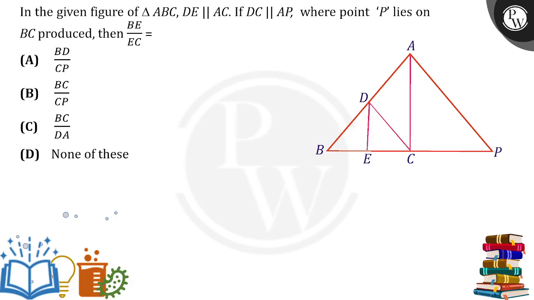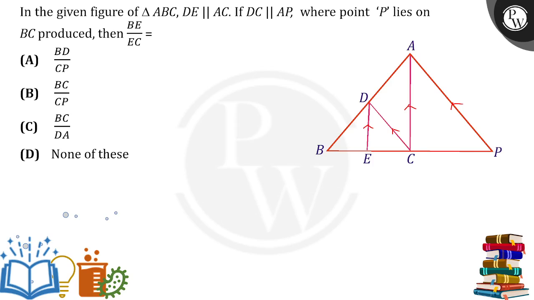Hello everyone. In the given figure of triangle ABC, DE is parallel to AC, right? If DC is parallel to AP, where P is a point that lies on BC produced, then what is DE by EC equal to? That is what we have to find out.